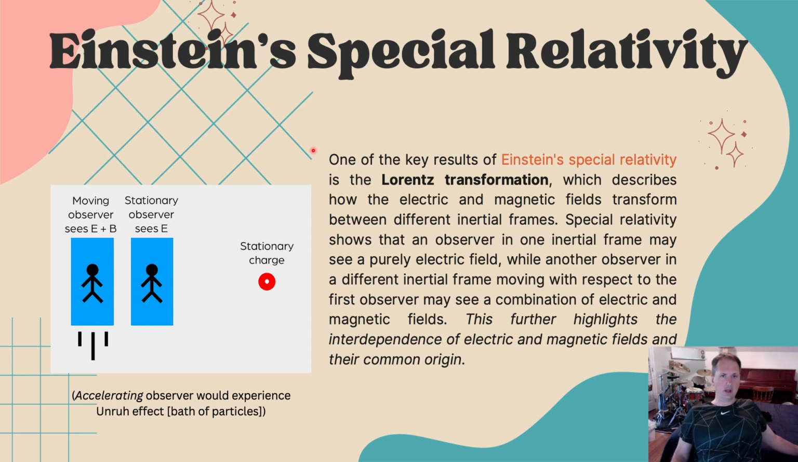So one of the key results of Einstein's special relativity is the Lorentz transformation, which describes how the electric and magnetic fields transform between different inertial frames. That would be like the stationary guy and the moving guy over here. And it further highlights the interdependence of electric and magnetic fields in their common origin.